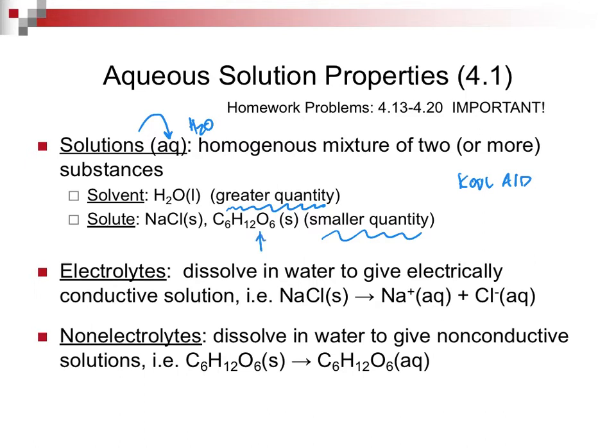Now, the two terms to really focus on here, one of them is electrolytes, and they dissolve in water to give an electrically conductive solution. Sodium chloride solid in water gives sodium cations and chloride anions. If I have a non-electrolyte, my solid is going to dissolve in water, but it's going to give a non-conductive solution. And as you see, there are no ions.